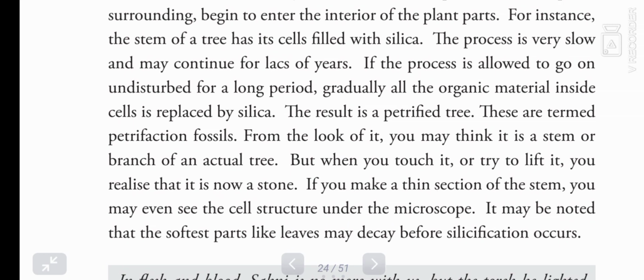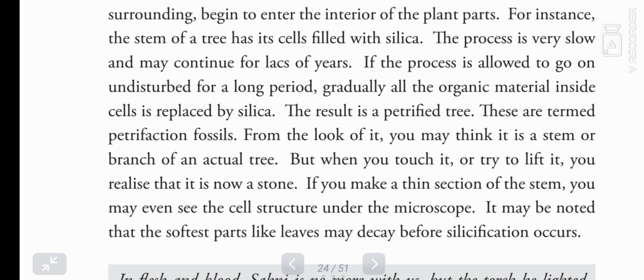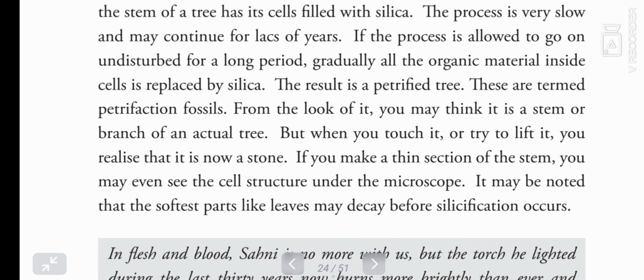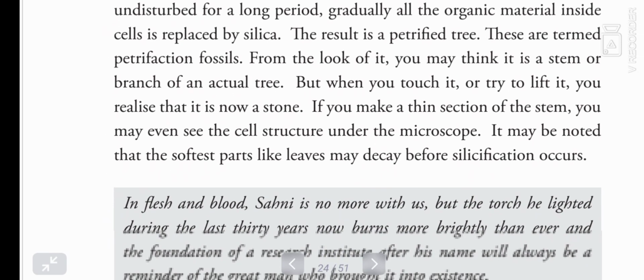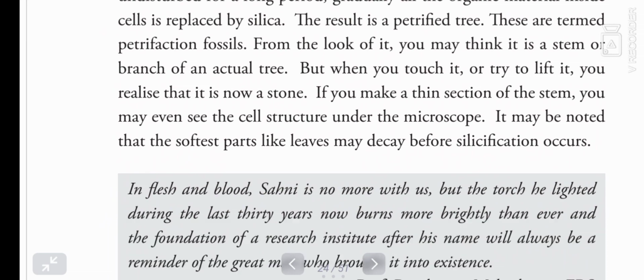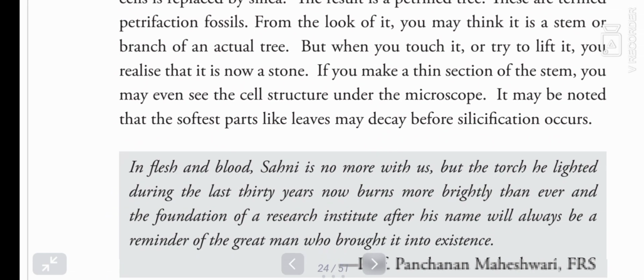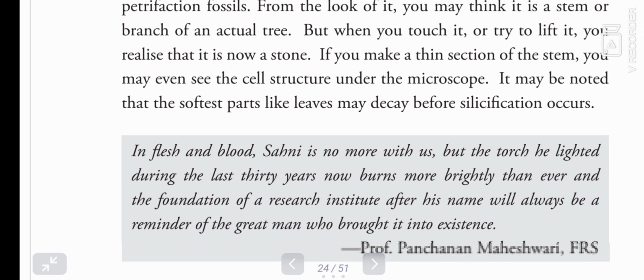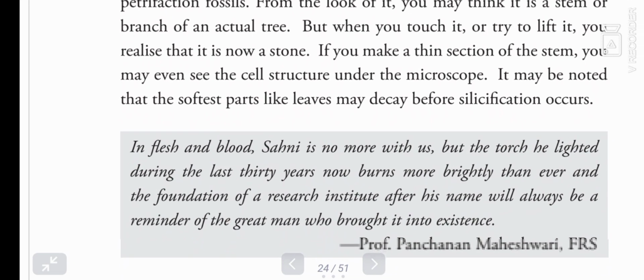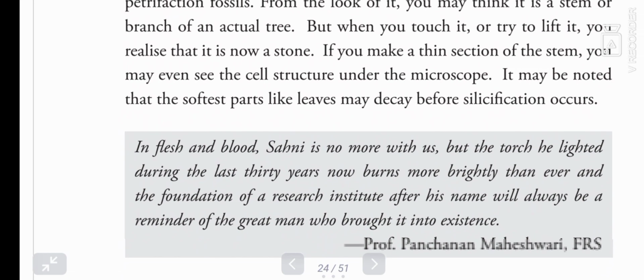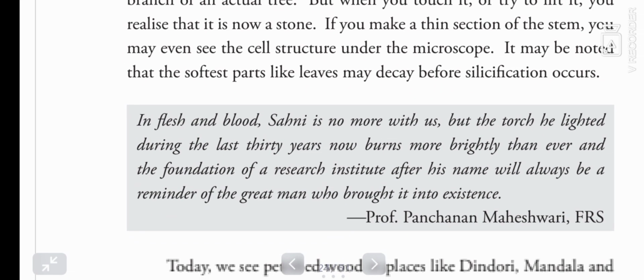If the process is allowed to go on undisturbed for a long period of time, gradually all the organic material inside the cell is replaced by silica. The result is a petrified tree. These are termed petrification fossils. From the look of it, you may think it is a stem or a branch of an actual tree. But when you touch it or try to lift it, you realize that it is now a stone. If you make a thin section of a stem, you may even see the cell structure under a microscope.